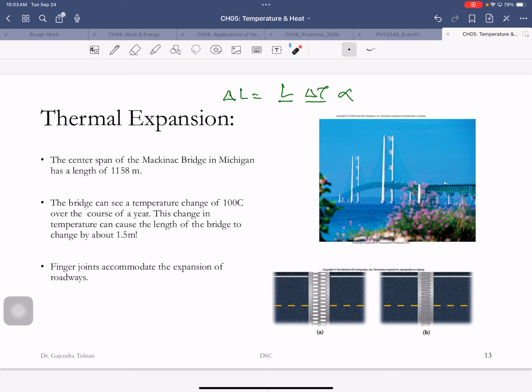Now you have to accommodate that expansion. Between every span, they leave a gap like this. So when the bridge warms up in the summer, these gaps close. If you've walked across any of these bridges here, every bridge has these expansion gaps. And if you didn't have these gaps, if the bridge was one solid piece of metal, it would expand and buckle and crumble. So you have to leave these expansion gaps.